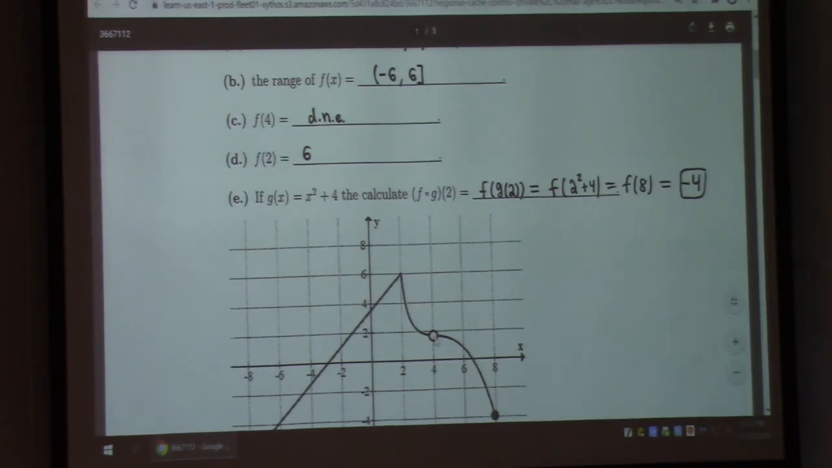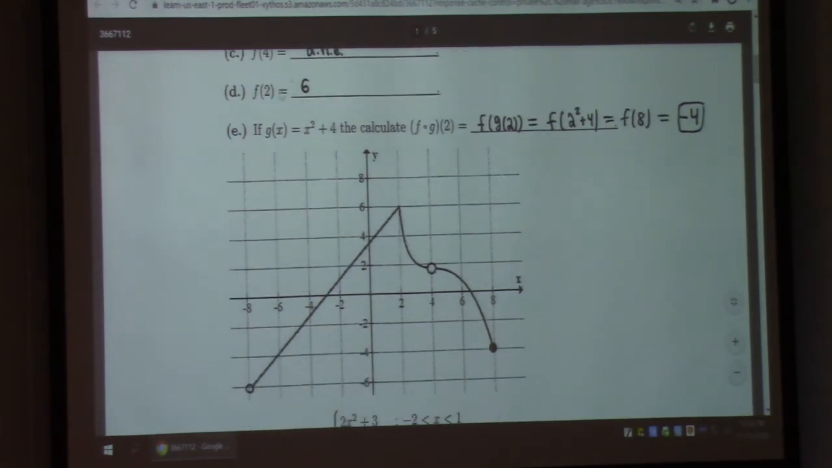Now, if I put a hole in the graph at the same y value both places, then that would omit a particular y value from the graph, from the range, right? Anyway, f of 4 does not exist because of that hole in the graph right there. F of 2 is 6 because if we look at x equals 2 and we go up, we have a 6 for the y value, all right?